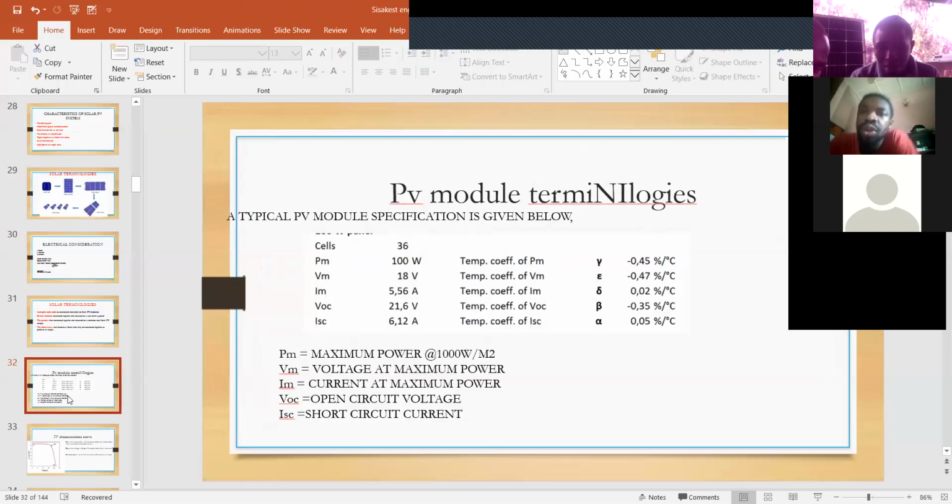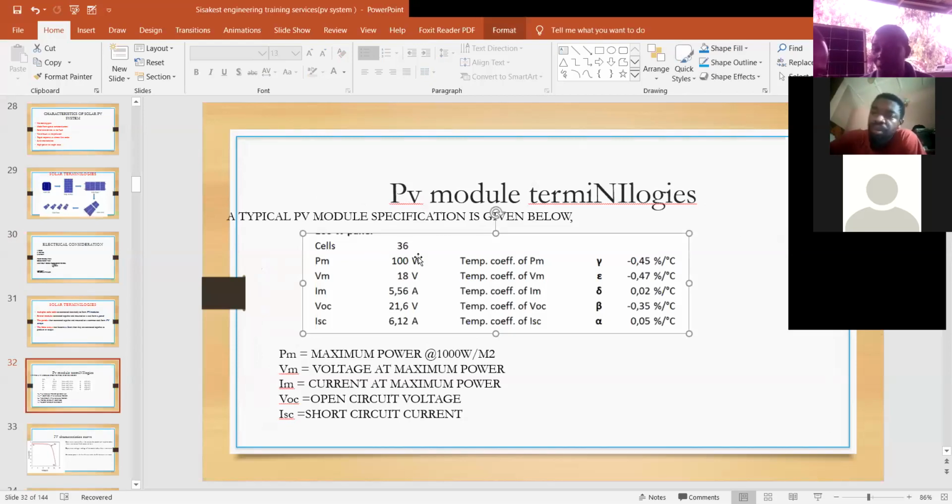I think this is 100 cells. So these are the parameters you see. This is a standard parameter for a 100 watts panel. So for 100 watts, you can see that the voltage is 18 volts. For a standard one, it's 18 volts, because it must be 36 cells. And if it's 36 cells, each is 0.5 volts, because it is a PN junction, which I explained in the first class. You combine 36 of 0.5, half, and that will be 18 volts.